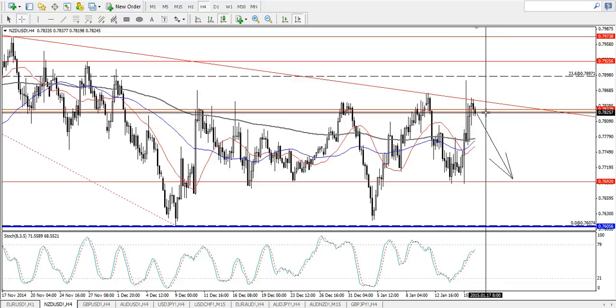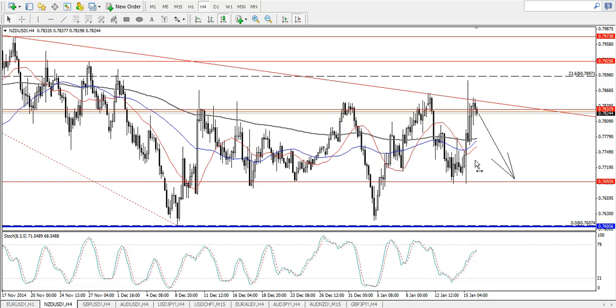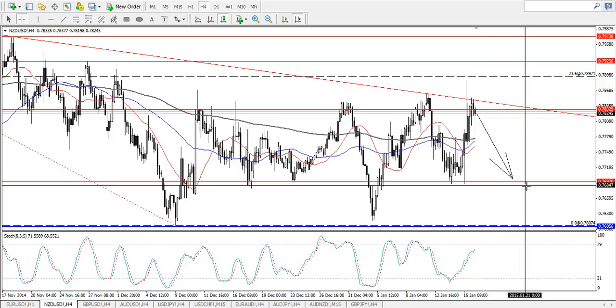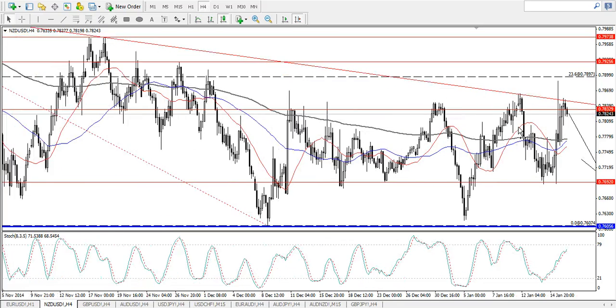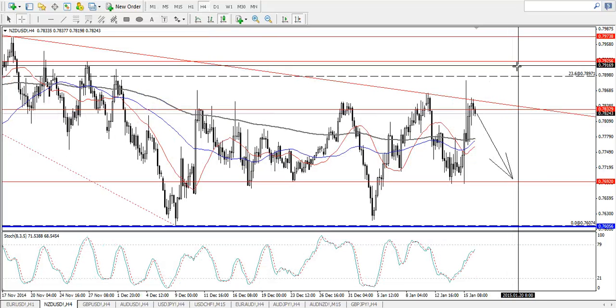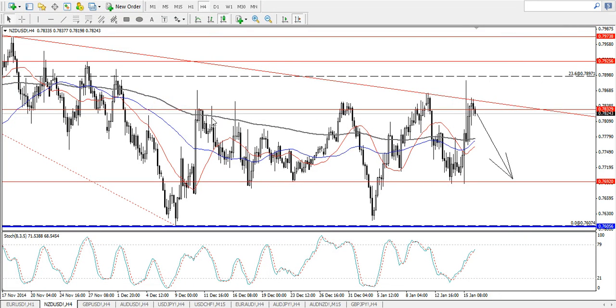Waiting for confirmation. If price closes at this level, the current level right now, or lower than 0.7830, then it is a valid setup to go for the shorts. Looking at the first level at the bottom is 0.7692, followed by the previous low at 0.7605. However, if price were to break above, the next level we're looking at is 0.7925. Alright, that's for New Zealand dollar against the US dollar.